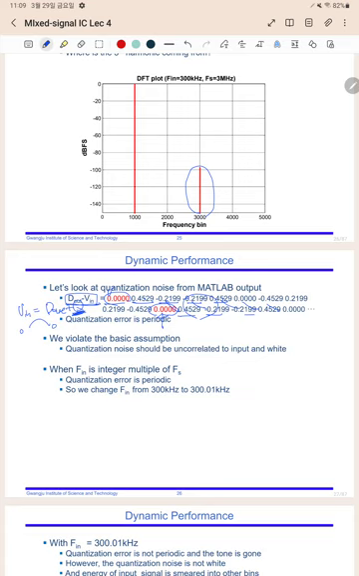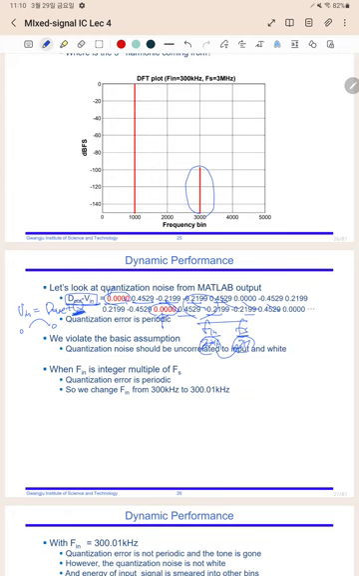So now, because your input frequency is 300K and your FS is 3 MHz, FS is an integer multiple of your input signal. So that's why we get this periodic quantization noise.